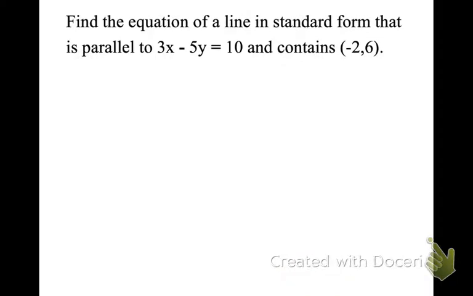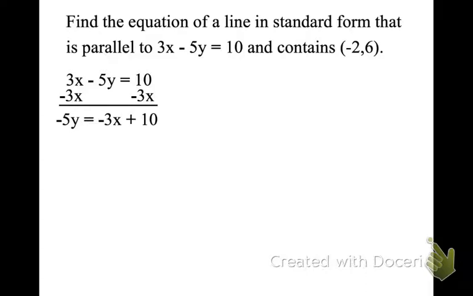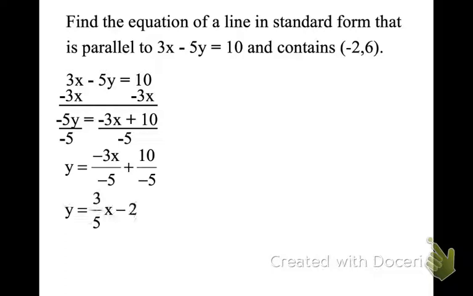Same equation. Okay, write the equation of a line in standard form that is parallel. Well, this is standard form. The only problem is that we have to get the y alone to figure out the slope. Take our 3x minus 5y. We have to find out what the slope is and use the same slope. So I'm going to subtract 3x from both sides. Divide all terms by 5. y equals positive 3 over 5x minus 2.